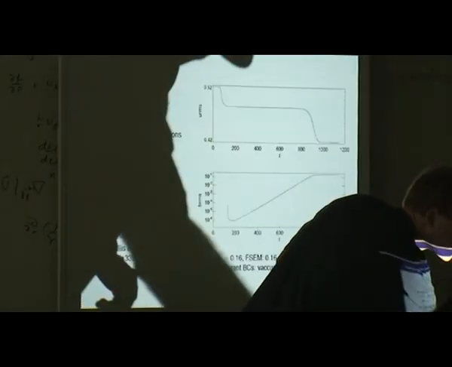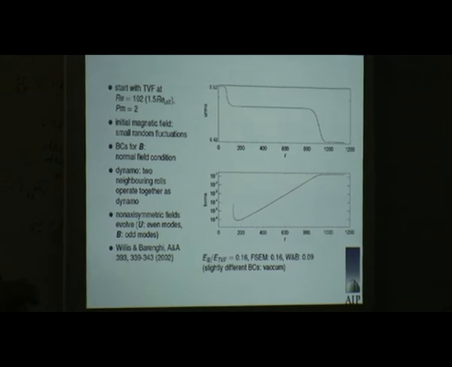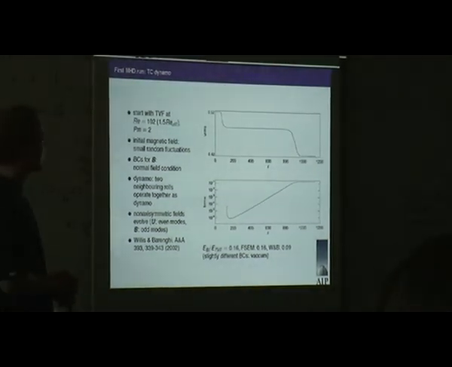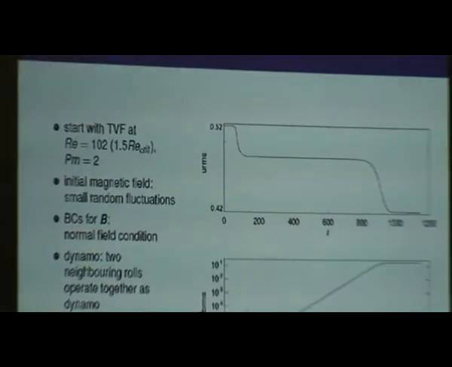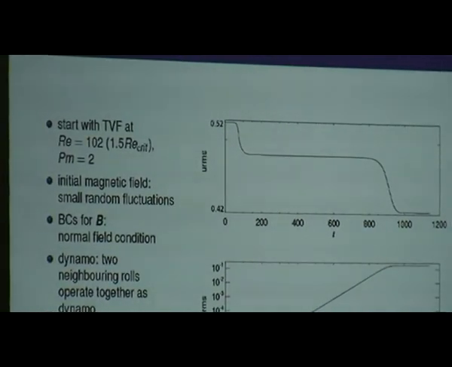And the last thing I want to present is a result from the weekend, the first one with additional magnetic fields. That's the Taylor-Couette dynamo. There's a paper from Willis and Barenghi, and they showed that if one starts with an already evolved Taylor-Couette flow, always two of these neighboring vortices are acting as a dynamo. And the Reynolds number is here roughly 2.5 times the critical Reynolds number, 102. The magnetic quantum number is 2.